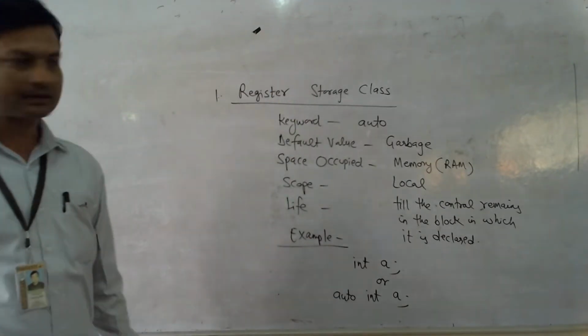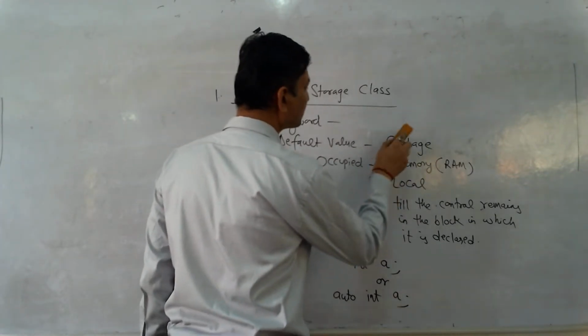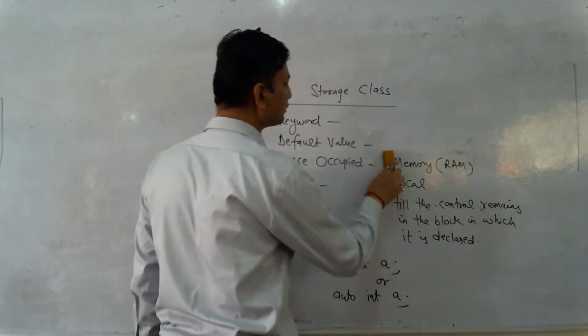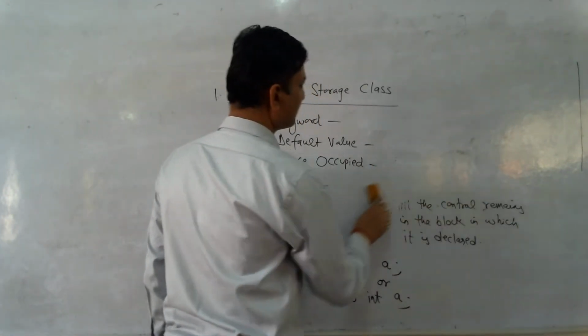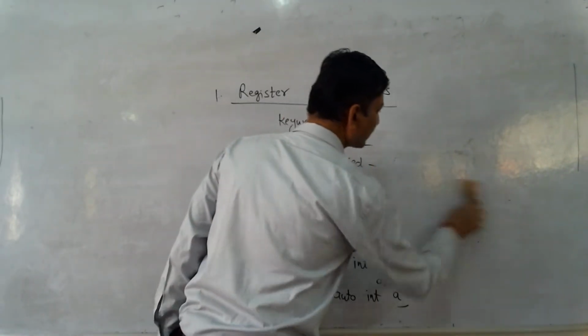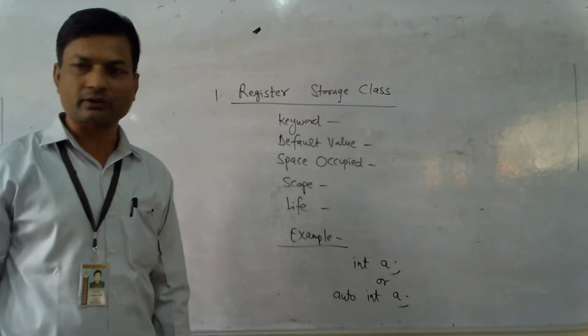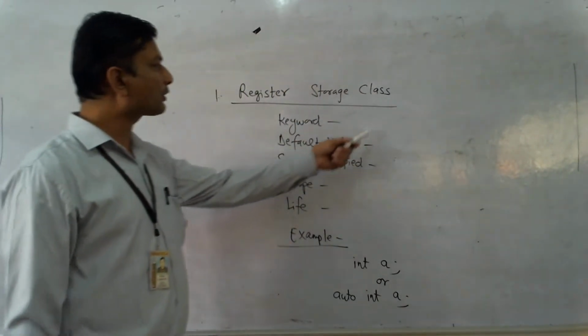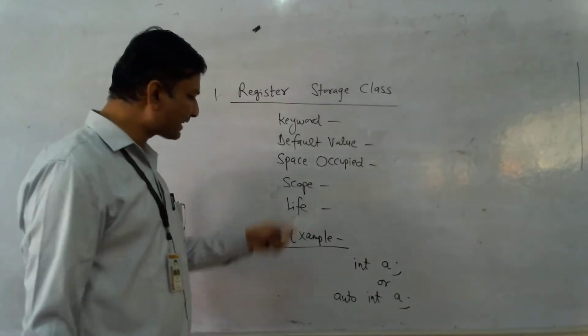Register storage class. So, what is the keyword? What will be the default value? Where will that variable occupy space? And what is the scope? And what is the life of a variable belonging to the register storage class? Before writing these things, I would like to write the example.